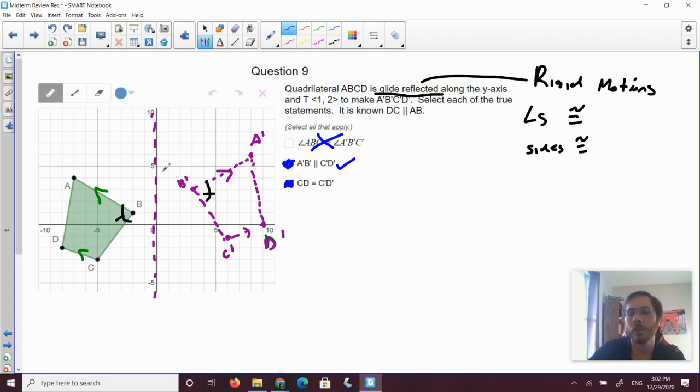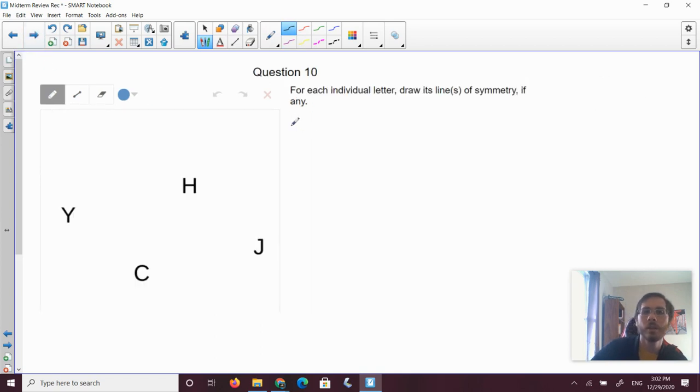So we don't want to pick the first one still. All right. Question 10 says to draw any lines of symmetry in each of the letters. If we look at the Y, it looks like we could split it right down the middle this way. So there's my line of symmetry.